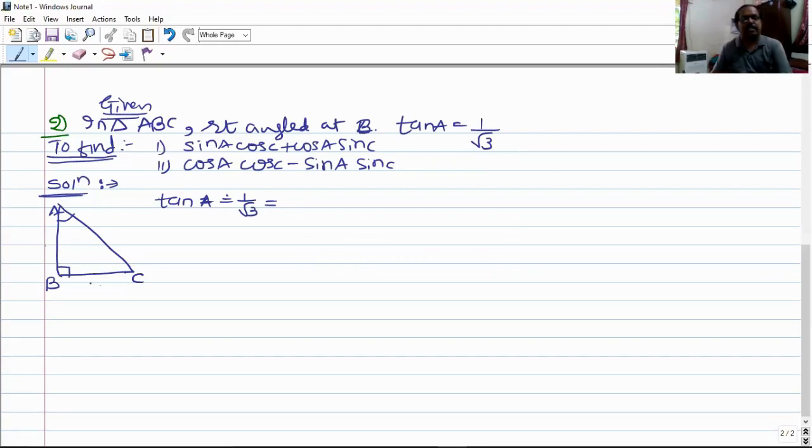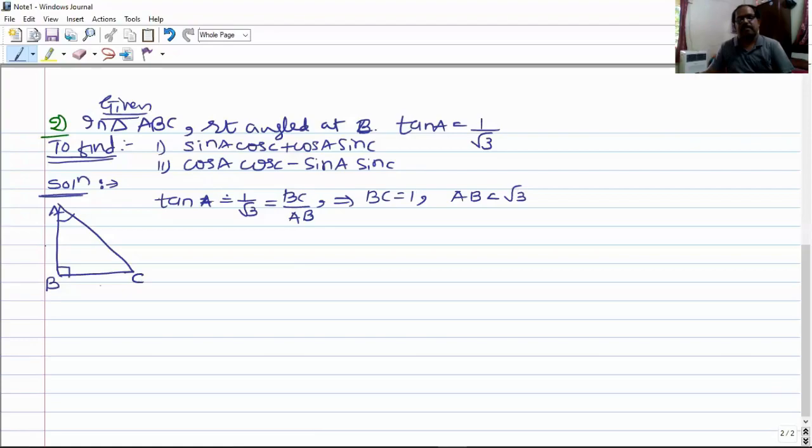So what is the opposite side? It is BC, and the adjacent side is AB. So I can write this ratio equal to BC upon AB. Right, students? Opposite side is BC and adjacent side is AB by the definition of the tan ratio. So can I say from this that BC equals 1 and AB equals root 3? The lengths of these sides of this triangle may be exactly equal to these values, or may be in multiples of these values.